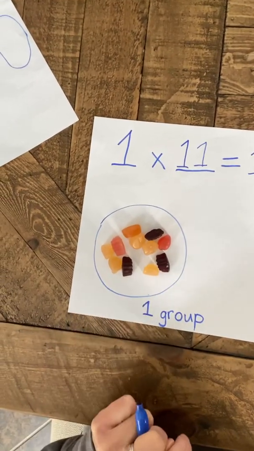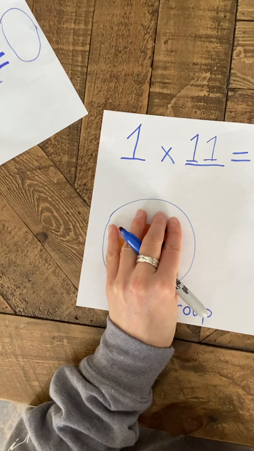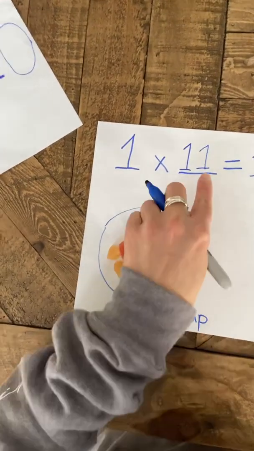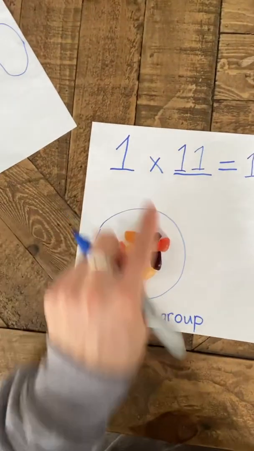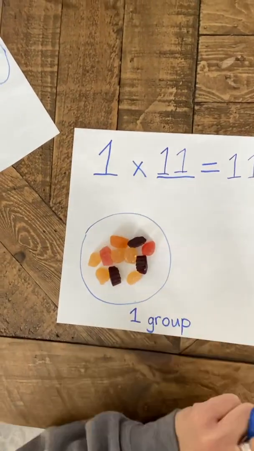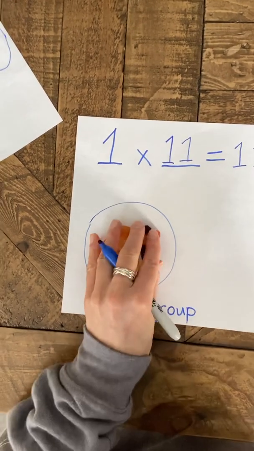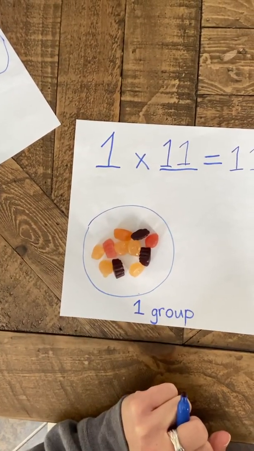There's only one group. However many's in that group is my answer, because it's only one group of them. So if I have 11 things in my group and only one group of them, I stay with 11 things. One group of however many items I have stays that number of items.